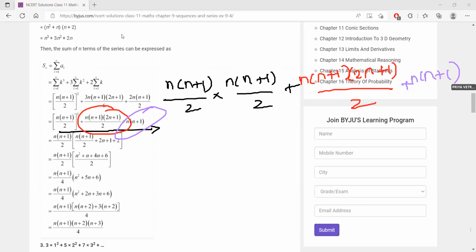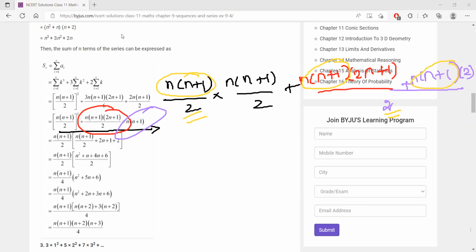So what I have done, I have taken LCM for this. When you take LCM, you just have to multiply this by 2, so you will have 2 in the numerator and in the denominator as well. Now if you look at the common terms, you have n into n plus 1 in the first term, the second term, and the third term as well. And you have 2 in the first term. And 2 is common for the second and third term, so you can take it out.